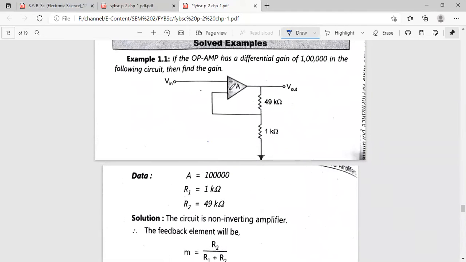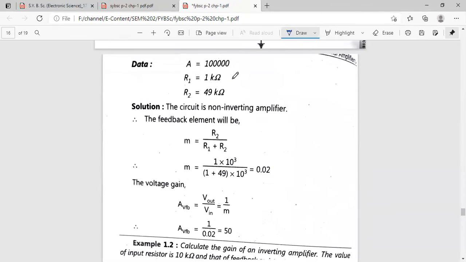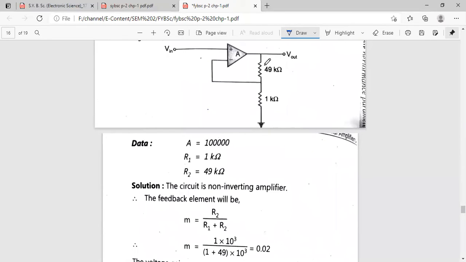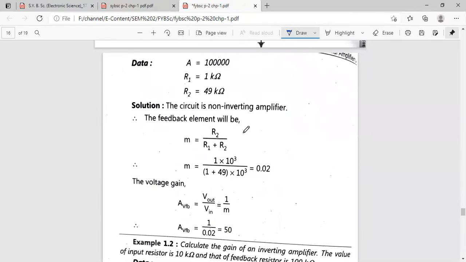Now we know the circuit configuration is a non-inverting configuration, as input is applied to the non-inverting terminal. Therefore, the feedback element M can be calculated as M is equal to R2 upon R1 plus R2. Why? Because this is a simple voltage divider arrangement. If I call this resistor R1 and this resistor R2, then by the voltage divider rule the output can easily be calculated with the formula R2 divided by R1 plus R2. Simply put the values of R1 and R2 and you will get the answer as 0.02. This is nothing but your feedback factor or feedback element.